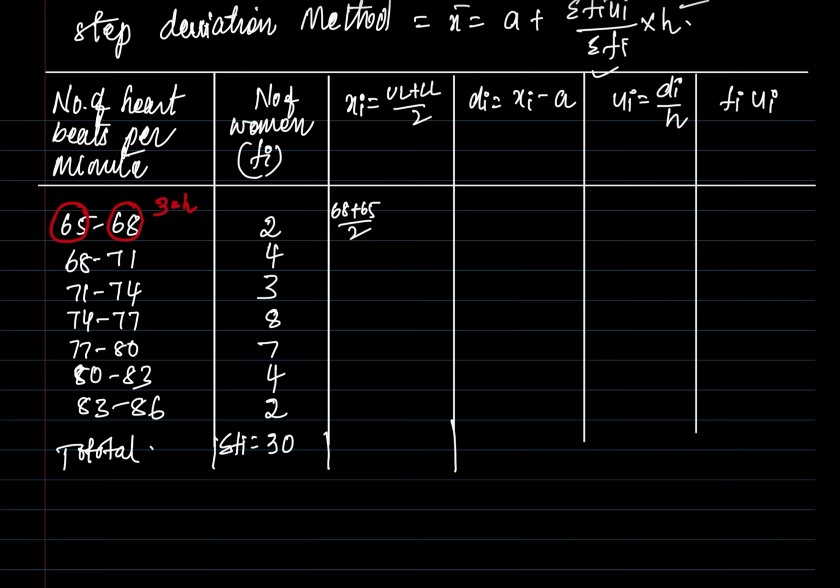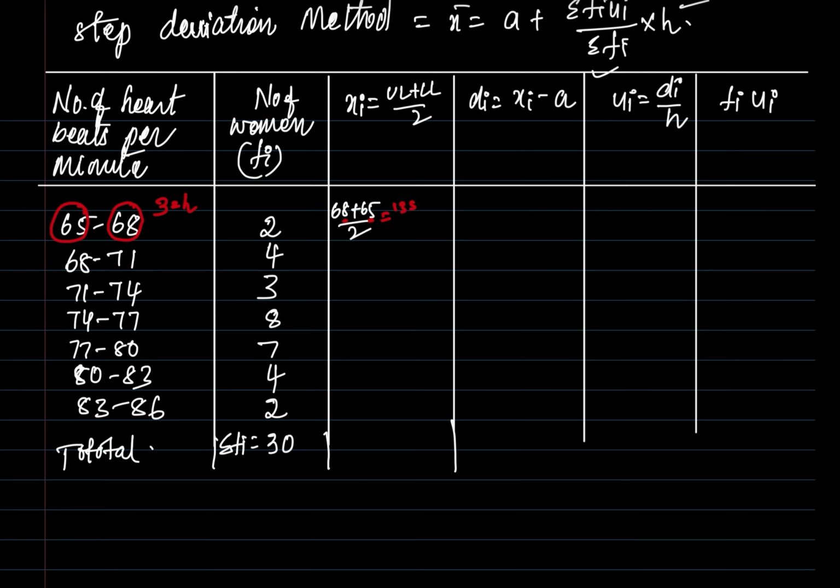So 68 plus 65, two digit numbers. What you have to do is neglect this 8 and neglect this 5. Then 60 plus 60 will be 120. Then you have to add 8 plus 5, which will be 13. So 120 plus 13 will be 133.